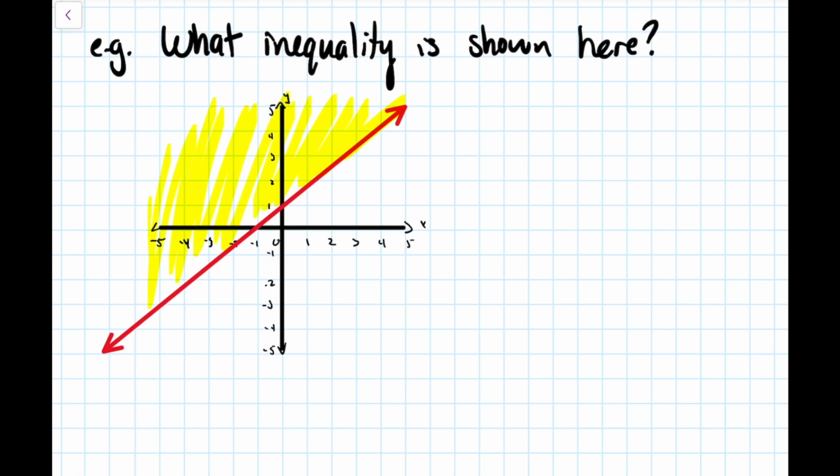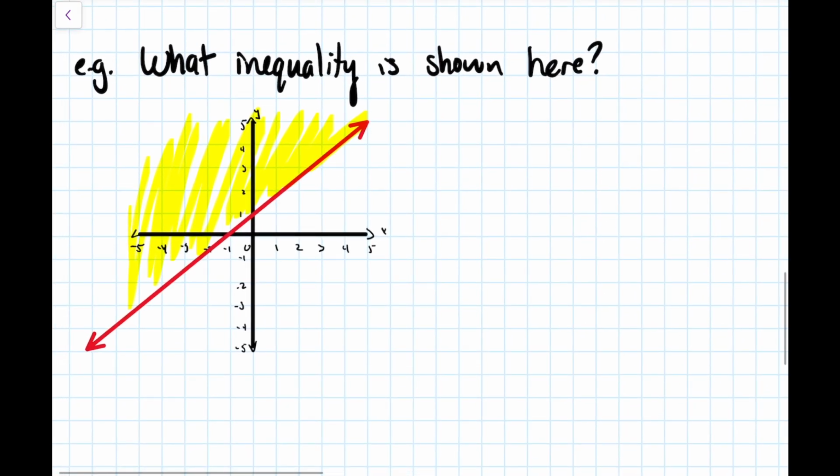All right, so here is our inequality. There's going to be really 3 different things that we have to figure out here. The first is what is the equation of the line? We'll worry about the shading later, but if we can't get the line down, we're not going to be able to get any of this down. So step 1 is to write the equation of the line.